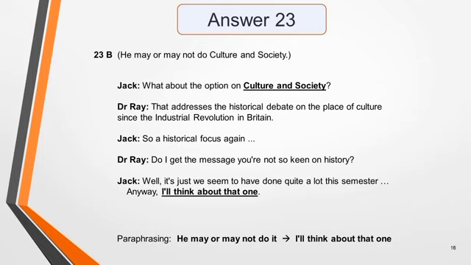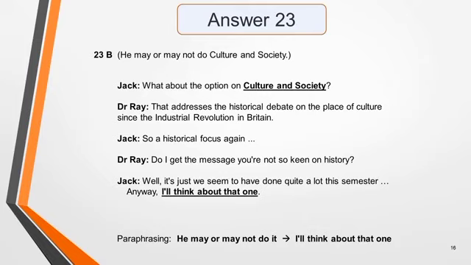Here's the dialogue. What about the option on culture and society? That addresses the historical debate on the place of culture since the Industrial Revolution in Britain. So, a historical focus again. Do I get the message you're not so keen on history? Well, it's just we seem to have done quite a lot this semester. Anyway, I'll think about that one.